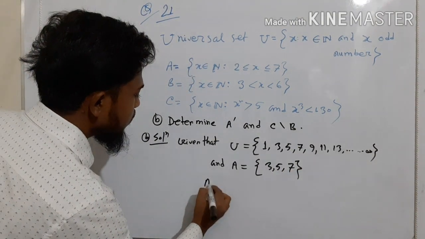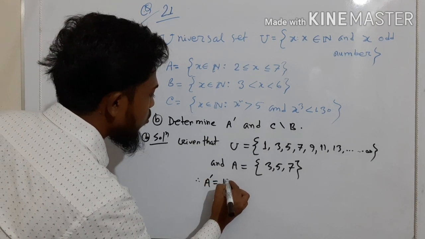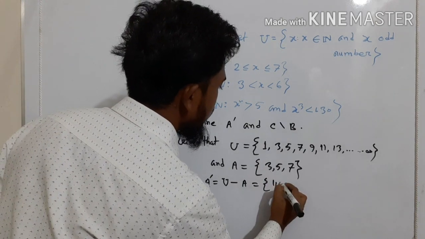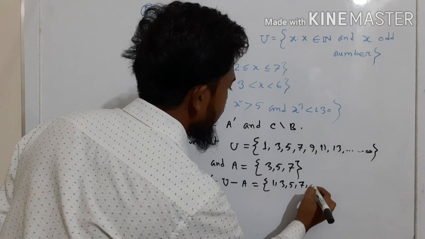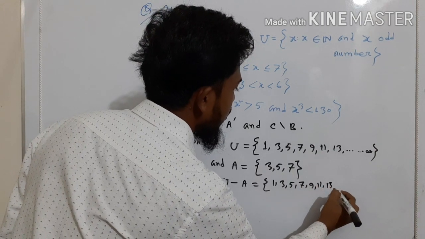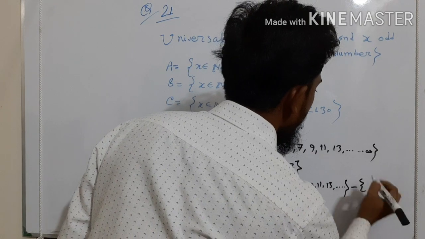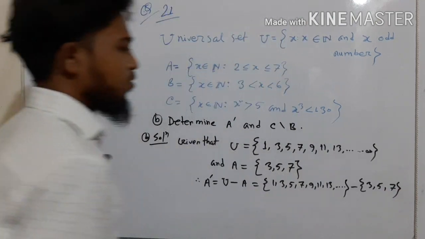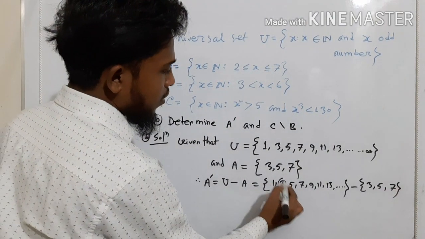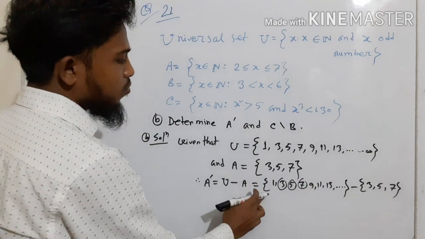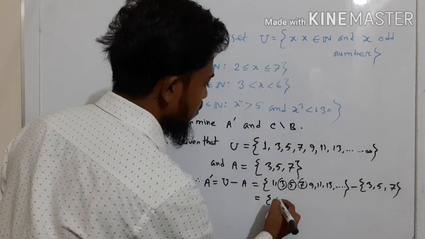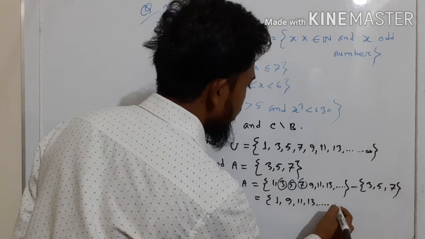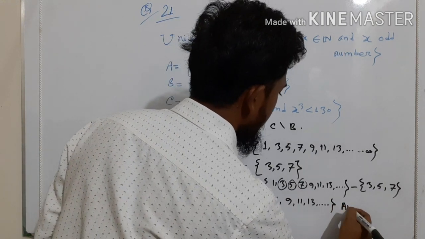So A complement equal to universal set minus A. So our universal set 1, 3, 5, 7, 9, 11, 13 dot dot, minus 3, 5, 7. So 3, 5, 7 deleted from this part. So we can write 1, 9, 11, 13, infinity. This is our answer.